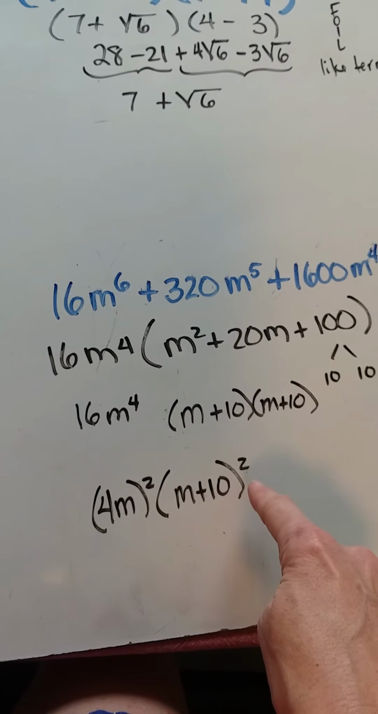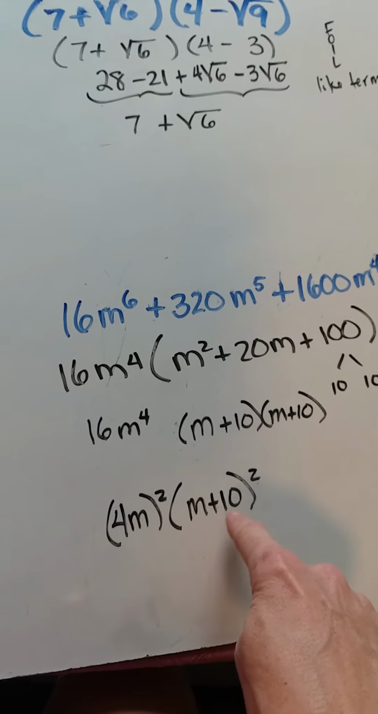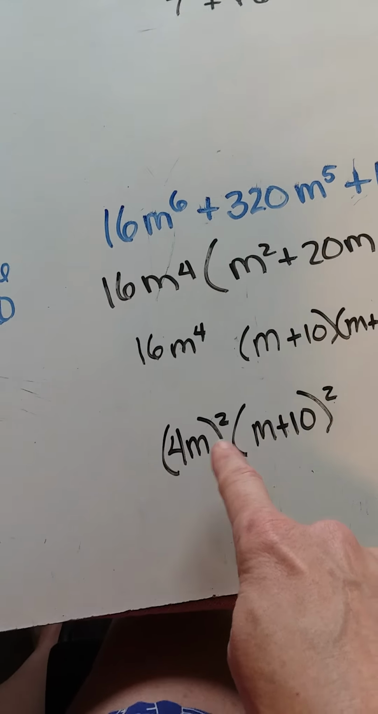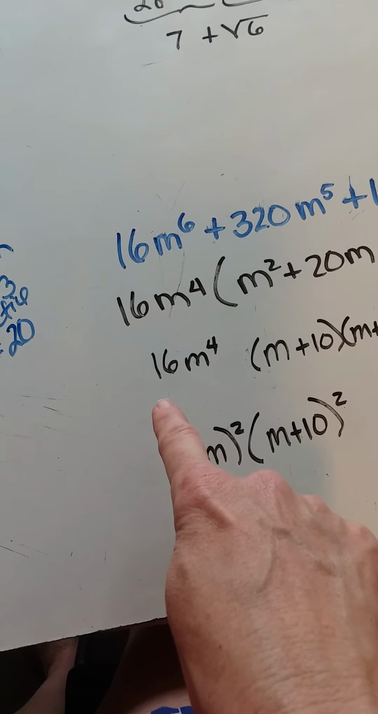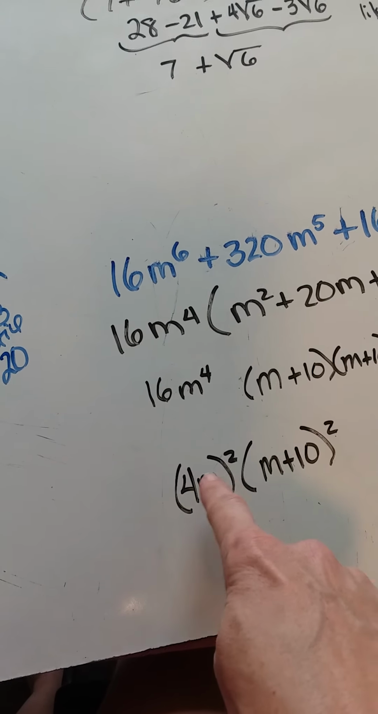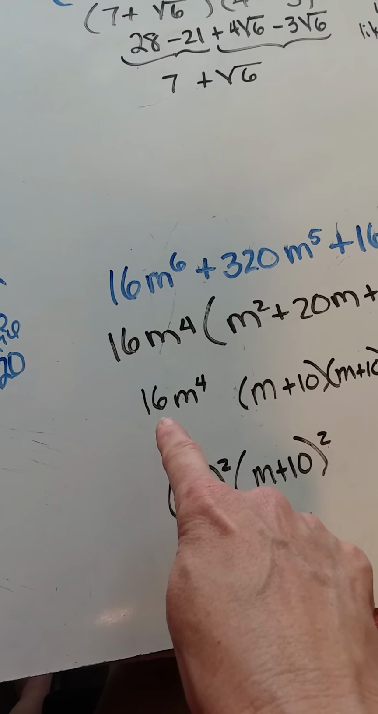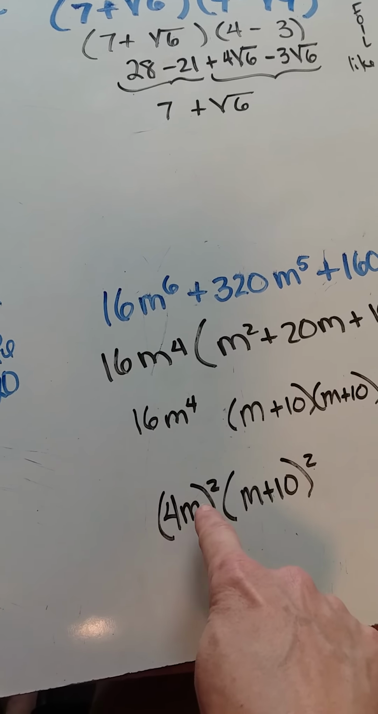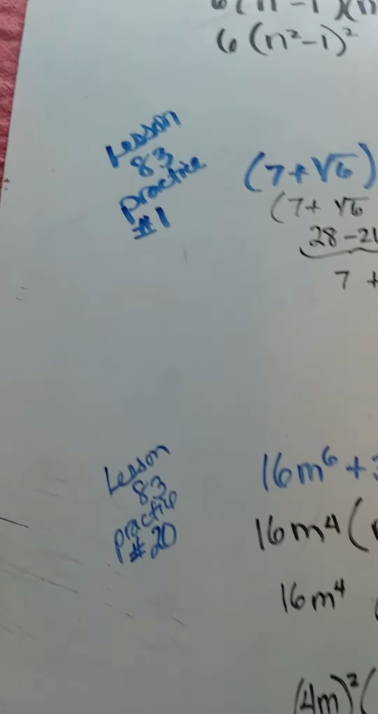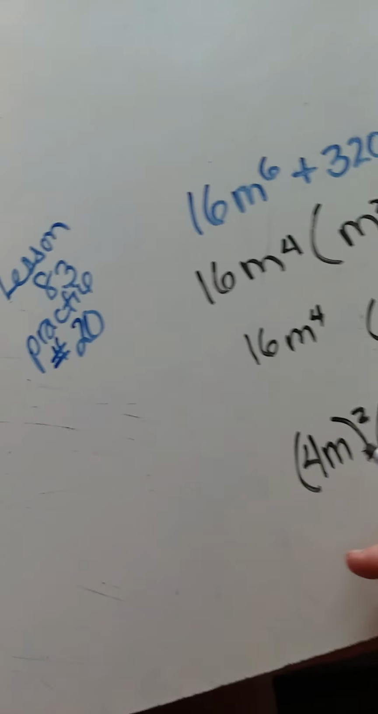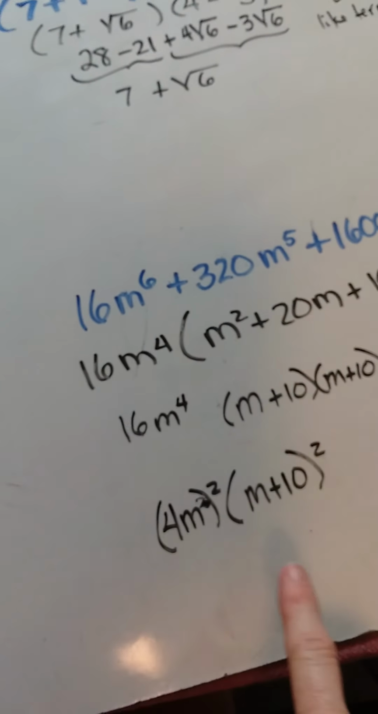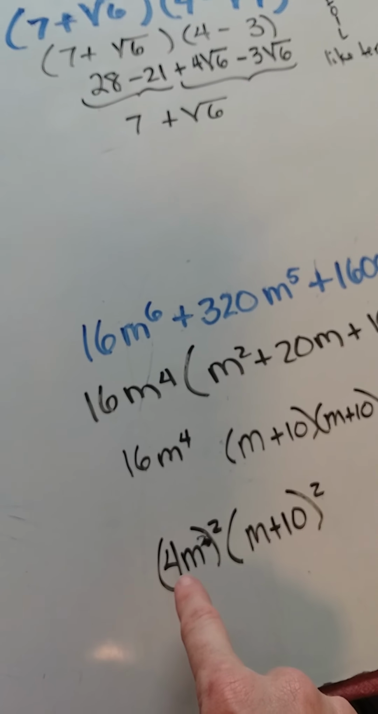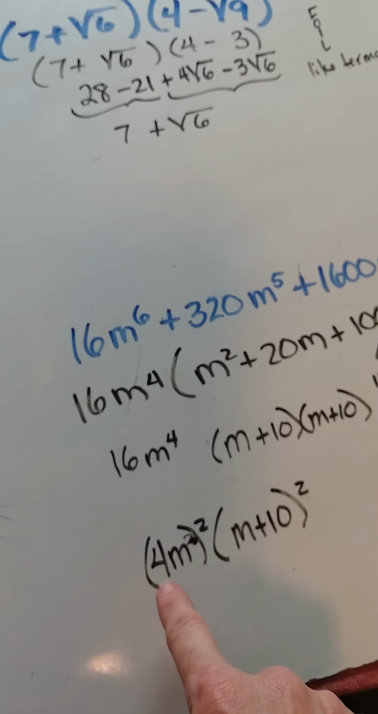And so what we can do is consolidate this as m plus 10 raised to the second, just like how we did here. And then if we want to, we could leave it as 16m raised to the fourth, or we can remember that 16 is a perfect square of 4, and m to the fourth is a perfect square of m to the second. Oh, you know what? I need to fix that. M to the second. So it's not written real well, but there we are. So m to the second squared would be m to the fourth, and 4 squared would be 16.